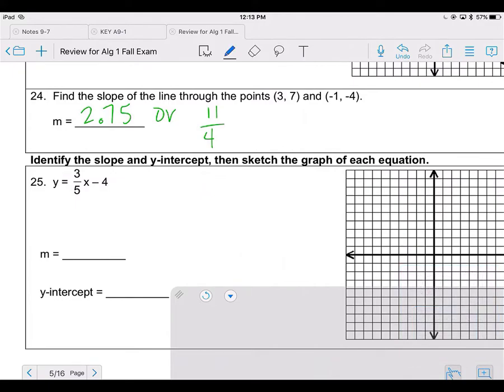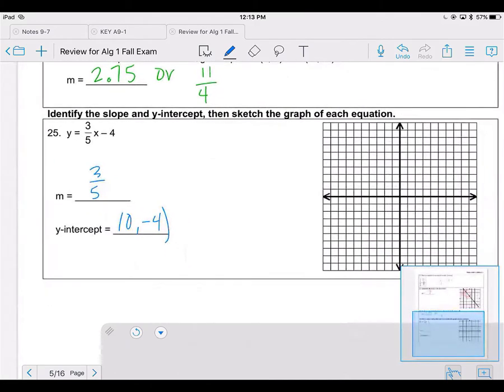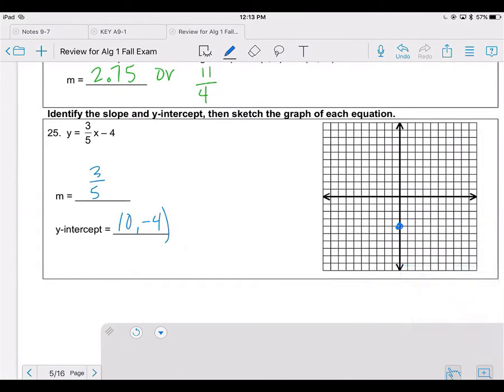Problem 25 asks us to identify the slope and y-intercept and then sketch the graph of the equation. So my slope is whatever number is in front of x. My y-intercept is whatever follows. And remember, y-intercept is written as a point. I go down to -4 on the y-axis. That is my B for beginnings, starting point.